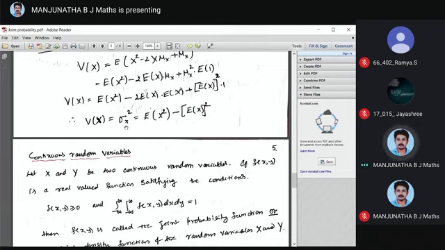If you want sigma y square, it is expectation of y square minus e of y whole square. I always use this result.